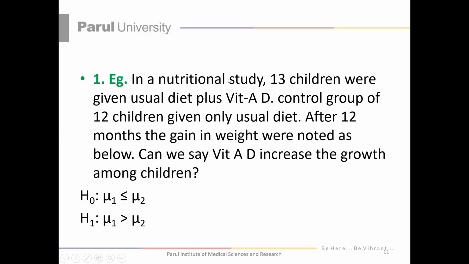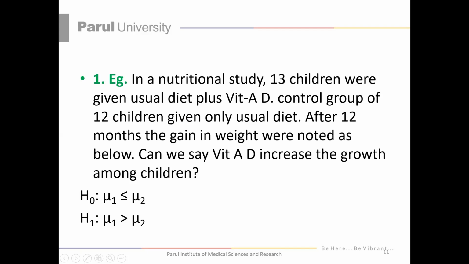Okay, so this is an unpaired test. Here we have two populations. The first group is the children who are taking usual diet plus vitamin A and D, and the second is children who are taking only usual diet. So we need to check whether vitamin A and D increase the growth among the children or not. Okay, so this is our question. We need to check this.